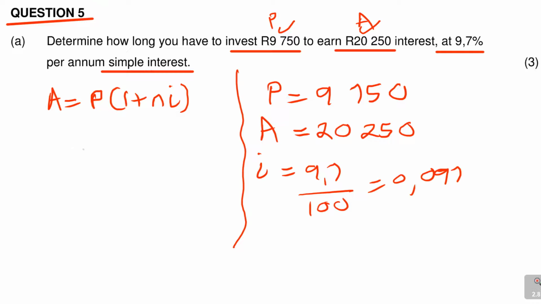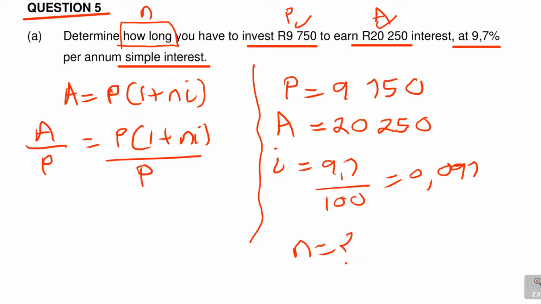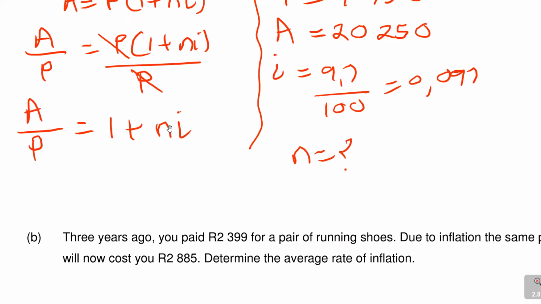So what do you have? They are looking for, determine how long. So if they are looking for n, n is what we are looking for. Sometimes I always say to my students, make n the subject here, before I put the numbers. P is what I don't want, so it's A over P is equal to P(1 plus ni) over P. So I cancel there, so it will be A over P is equal to 1 plus ni. You see, I always prefer this.